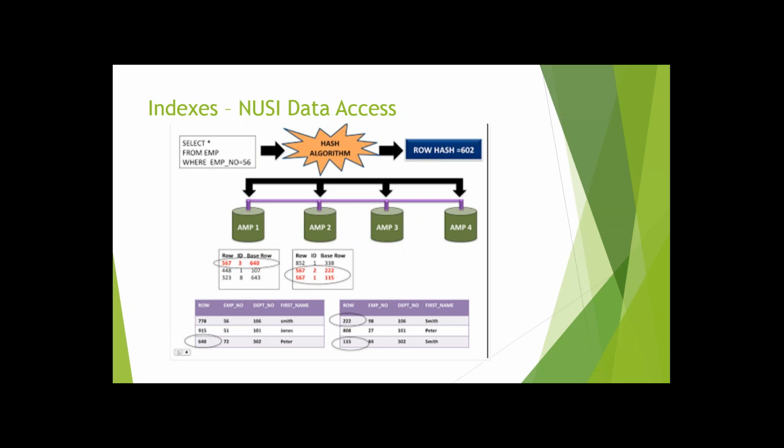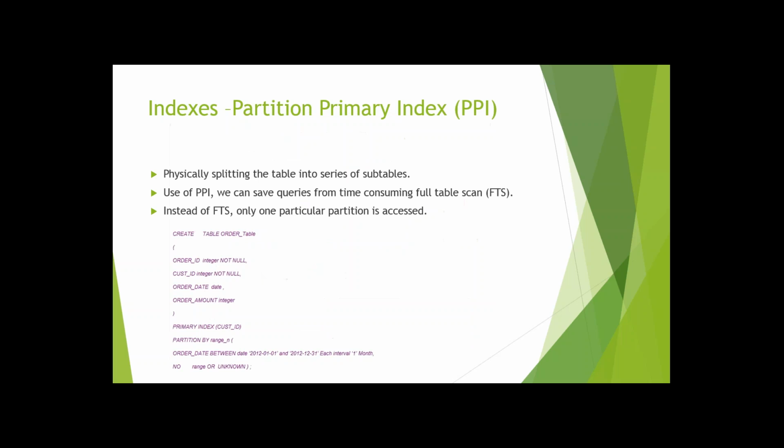Okay, what is partition primary index? We saw primary index, we saw secondary index. There's another index called partition primary index. What does it do? It basically splits the table into a series of subtables.